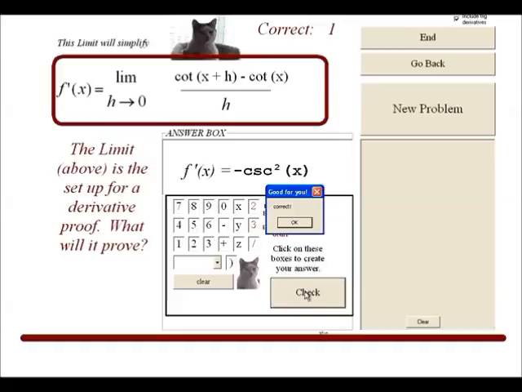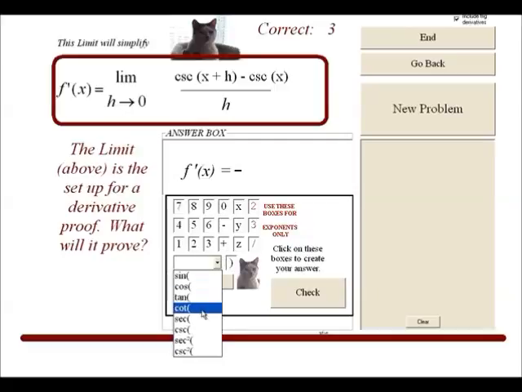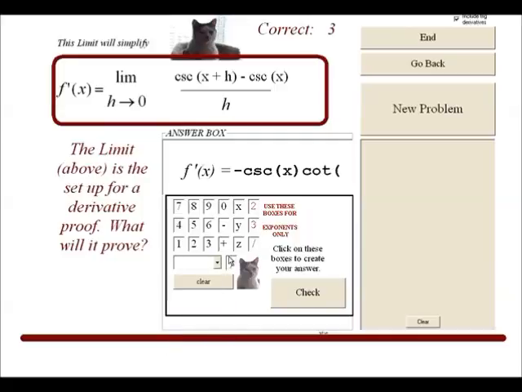Check, we win. New problem. The derivative of tangent is secant squared of x. Close parentheses, check, we win. New problem. The derivative of cosecant is minus cosecant x, close parentheses, cotangent x, close parentheses, check. We win.